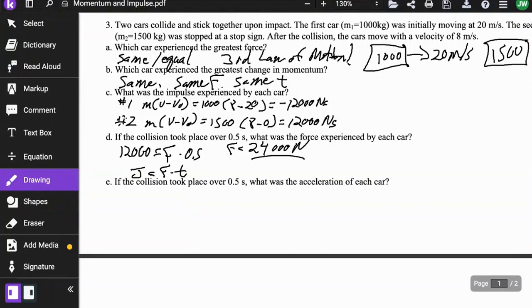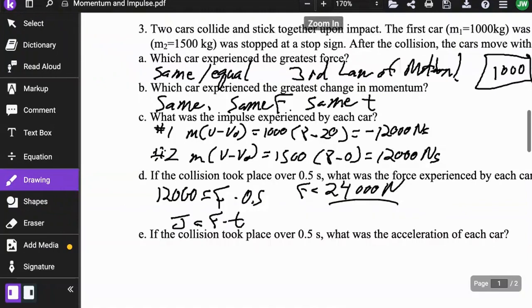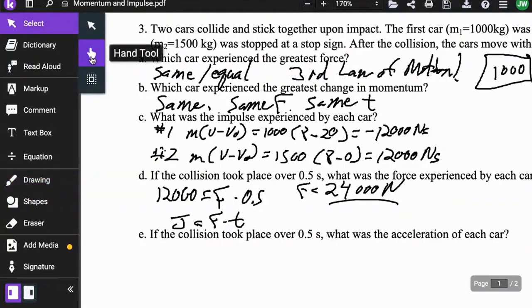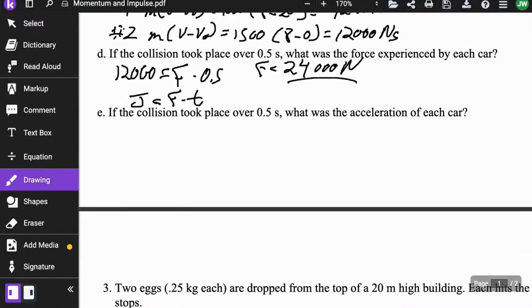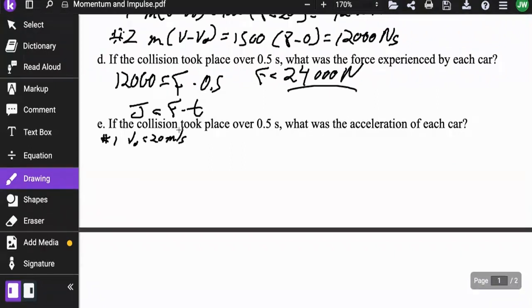Finally, if the collision took place over 0.5 seconds, what was the acceleration of each car? Since each car has a different mass, they're going to have a different acceleration. Mass times acceleration equals force. They share the same force with different masses, larger mass, smaller acceleration. Here we know the initial velocity for car number 1, V0, is 20 meters per second. Final velocity is 8. Time is 0.5 seconds. And we're looking for the acceleration.